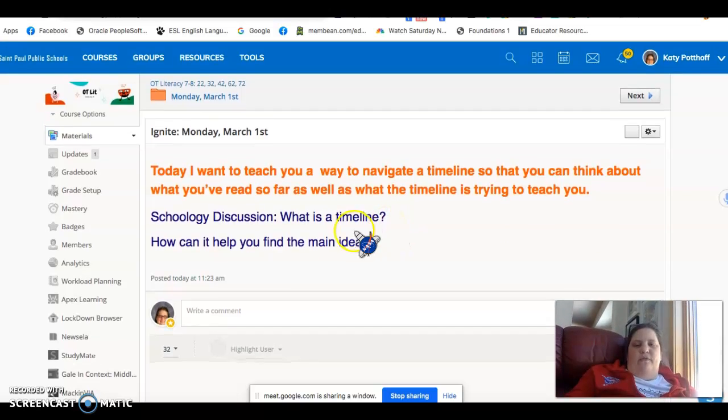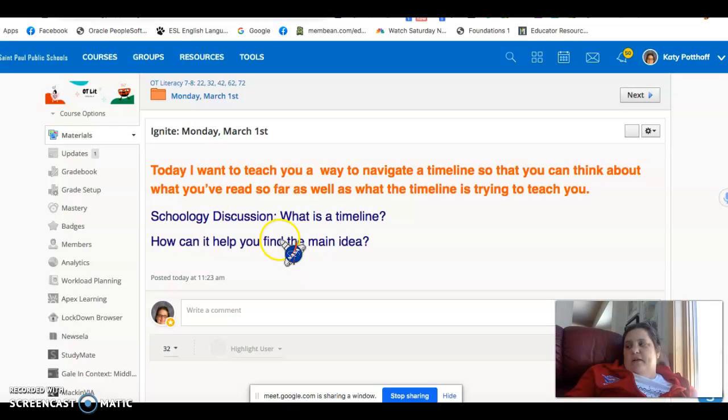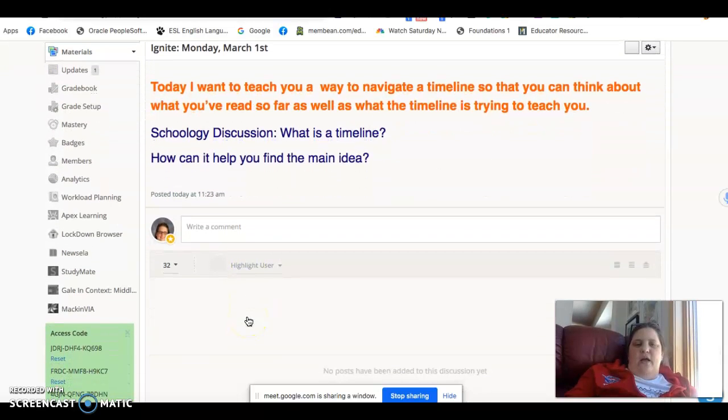So I'll show you the 2 questions you can ask yourself as you're looking at a timeline. But right now I'm seeing what you already know about timelines. So what is a timeline and how can it help you find the main idea? That is what you guys are going to ask yourselves and answer in the discussion right now. Scroll to the top.